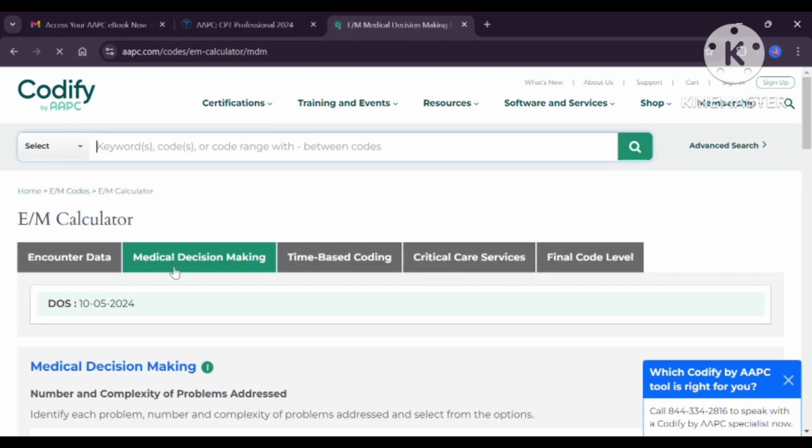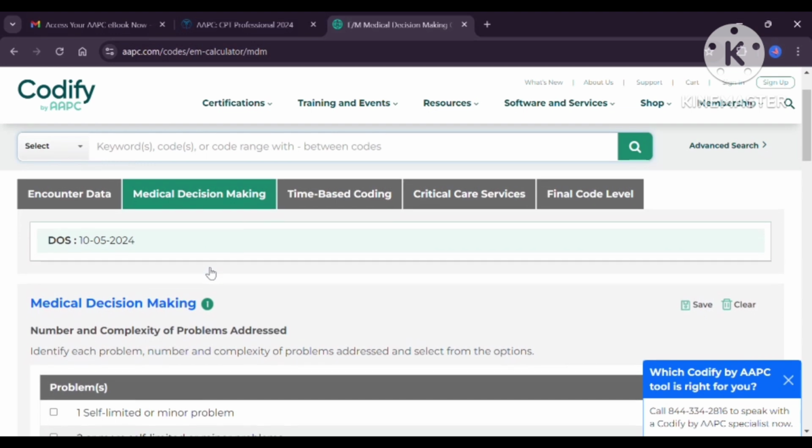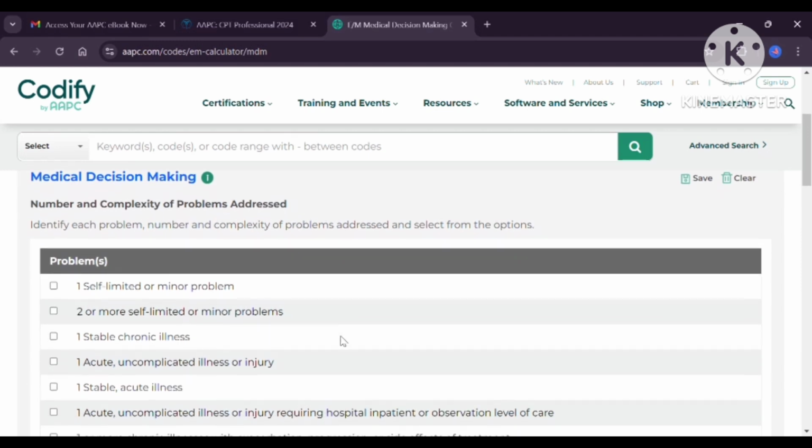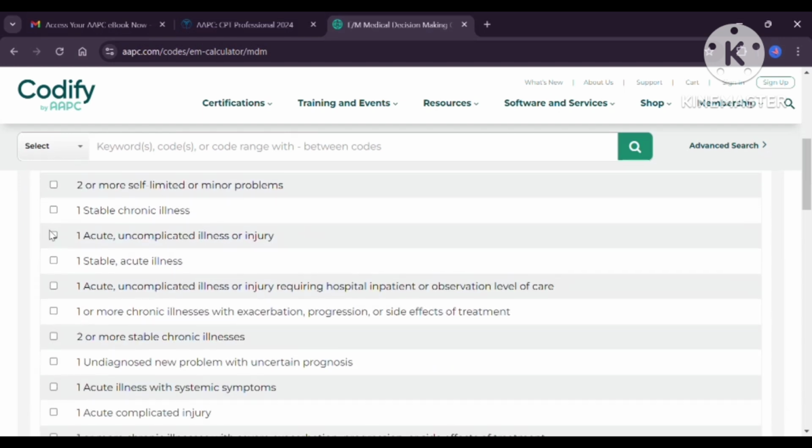Then this will move to the next point, that is medical decision making. For this patient, the doctor will first do the examination and find out what problems he is having. For this particular patient, there is just a swelling in the hand and pain, nothing else. No other health issues. He is just a 20-year-old male with no other complications. So here I'm going to put this under one acute uncomplicated illness or injury, because I see that the patient is not having much pain. It is just a slight pain and I'm not finding any internal issues like a fracture.